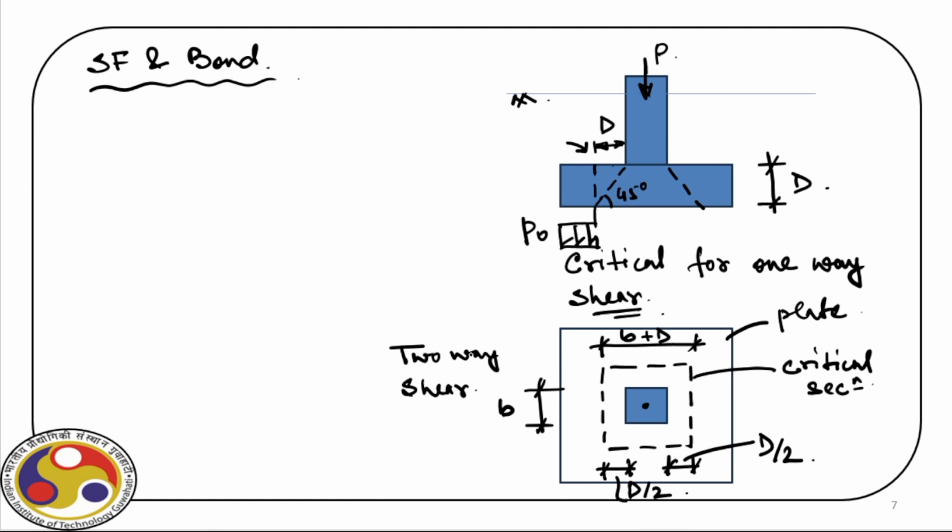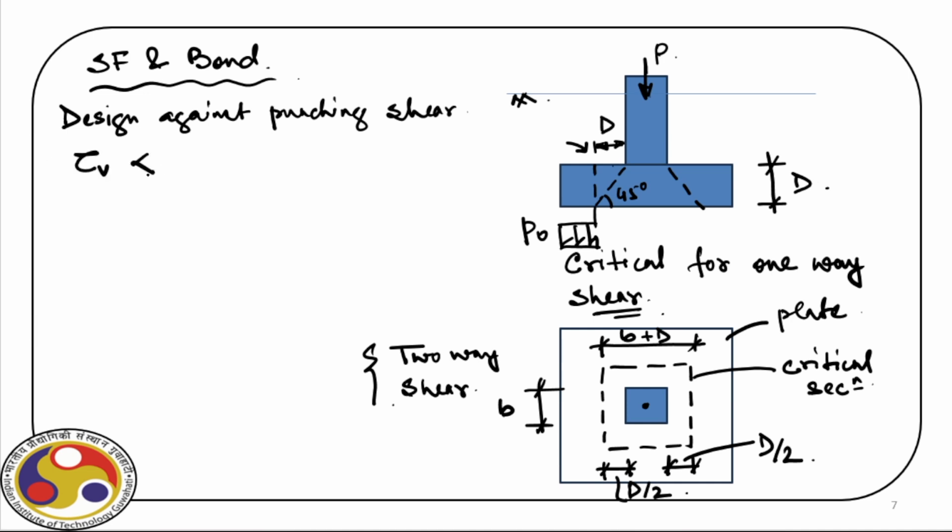And then the two-way shear, which is new here. So let us see the design procedures for punching shear. So design against punching shear or two-way shear. So here we have tau v, it should be less than or equal to ks times tau c.